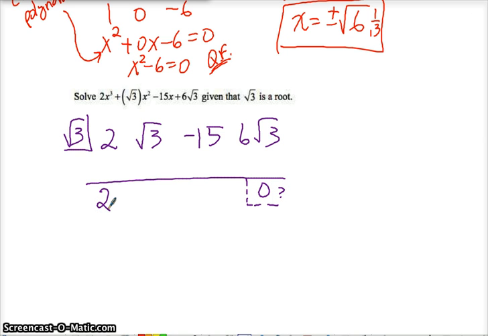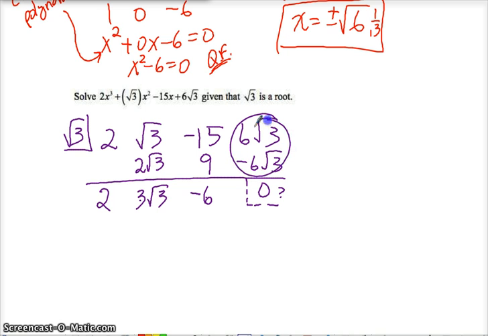Okay, if you're checking, I'm going ahead and continuing. So I bring down my 2. 2 times root 3 is 2 root 3. 1 root 3 plus 2 root 3 is 3 root 3. 3 root 3 times root 3 is 9. Negative 15 plus 9 is negative 6. Negative 6 times root 3 is negative 6 root 3. And indeed, once again, we get a remainder of 0. So my compressed polynomial is 2x squared plus 3 root 3x minus 6 equals 0.